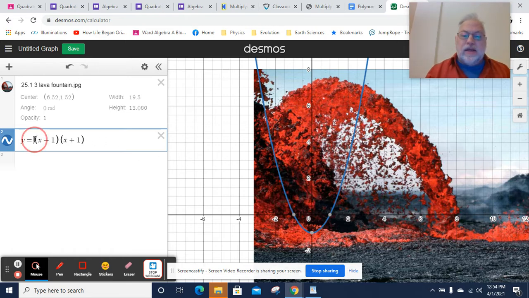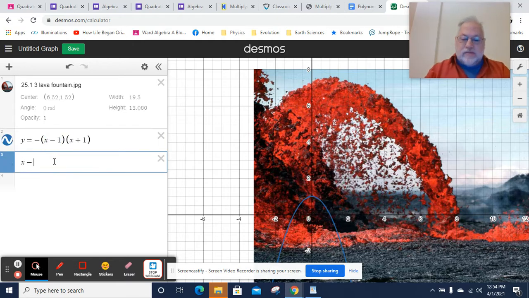So one thing I can do is get it to point in the right direction. Since this lava fountain goes up and then comes down in a parabolic shape, I can just put a negative in front of it. And now that's a down parabola. All right, now I need to do some adjustments to my x-intercepts. It turns out the x-intercepts of a parabola match the x-intercepts of any particular linear factor. So if I took just this linear equation, x minus 1, notice that I get an x-intercept at 1. That is going to be the same as one of the x-intercepts of our parabola.